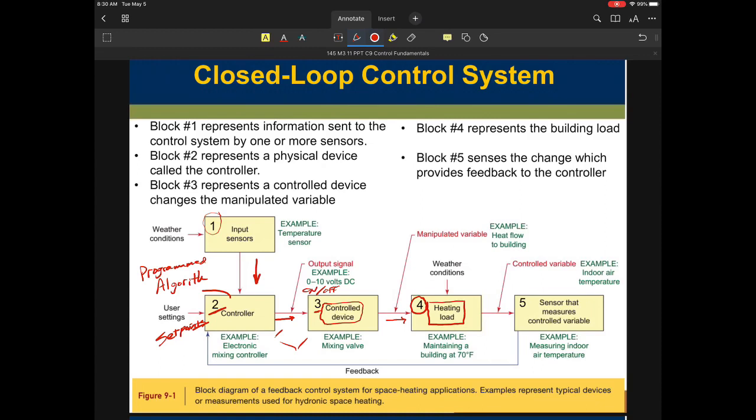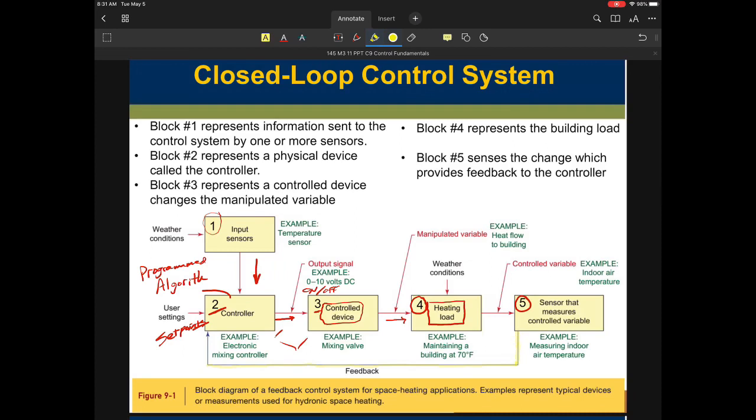Block 4 is just simply saying this is what the heating load is. So this might be, I need to maintain this building at 70 degrees, 75 degrees, whatever it might be. Then the last of the blocks, block 5, is going to be something that senses that variable that you are controlling. Did we see a change in the room temp? Did we see some manipulation of that, whether it's a boiler hot water temp, or chilled water temp if it's a water chiller?